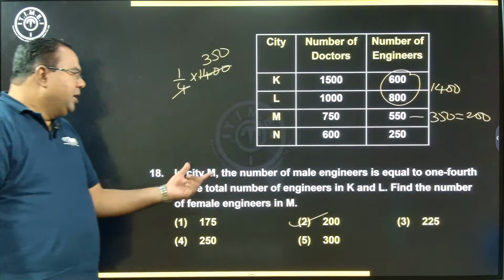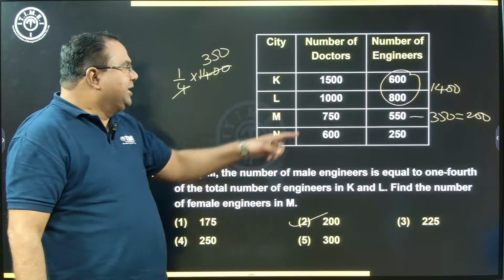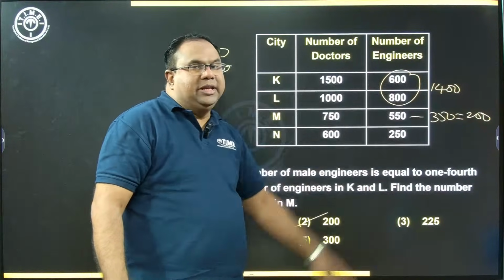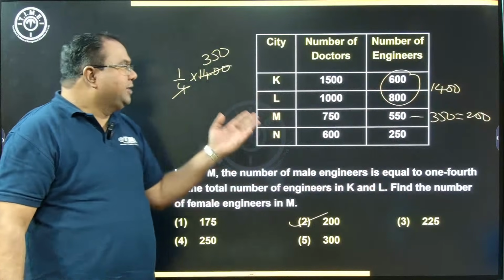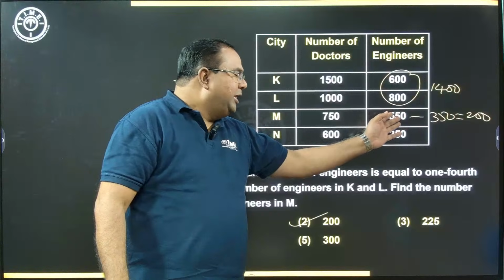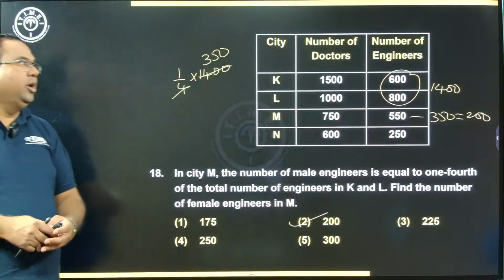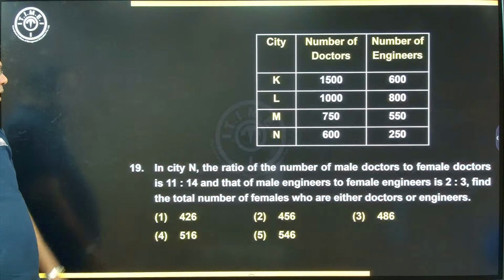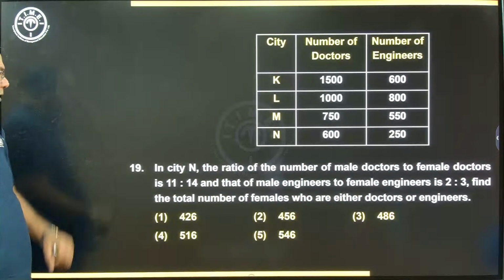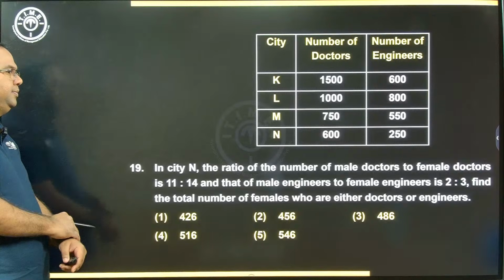You got this number. Number of male engineers in M is 1/4 of total number of engineers in K and L. K and L total number of engineers are 1400. 1/4 of this will be 350. So out of M, total engineers 550, male engineers are 350. If I remove 350, 200 are your female engineers. Try this.